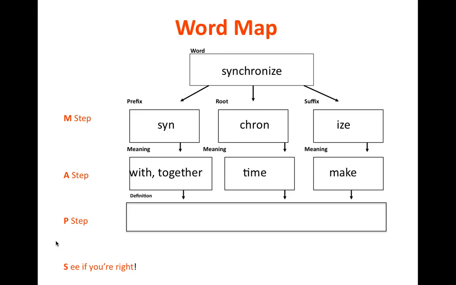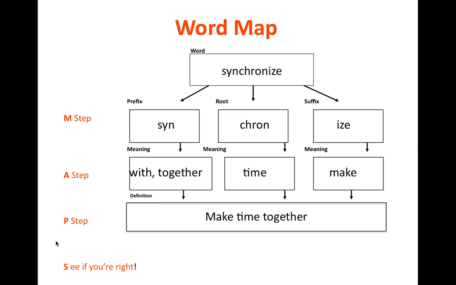If I read the word part meanings from left to right, it combines to say, with or together time make. Well, that doesn't make much sense. So I will try it in the other direction from right to left. That combines to say make time together or with. That sounds a little better. I think my prediction will be make time together. Now I can do the S step, see if I'm right.